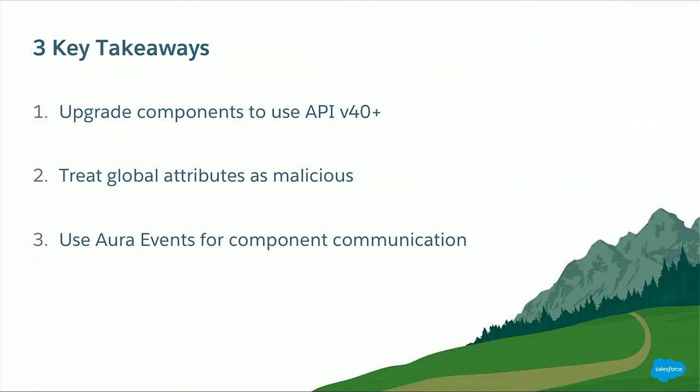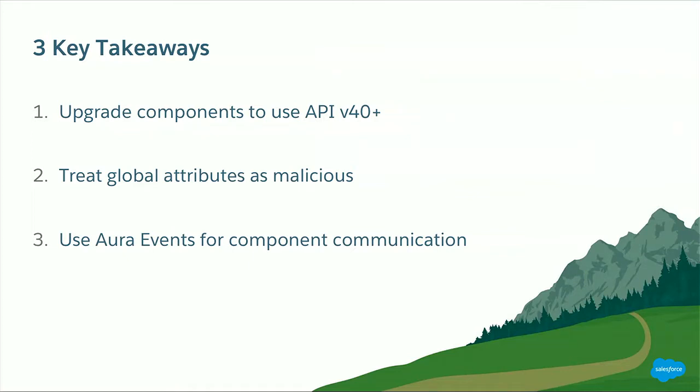Second one is you should treat global attributes as malicious, and that goes back to one of our key themes: the attacker controls global attributes. There's another component that's giving you data, and you're somehow rendering it onto the page. And we have a demo for that. We can show you at the security booth. We ran out of time.